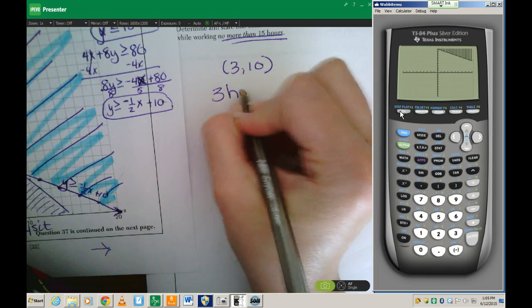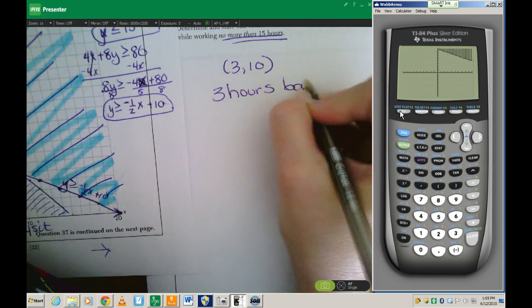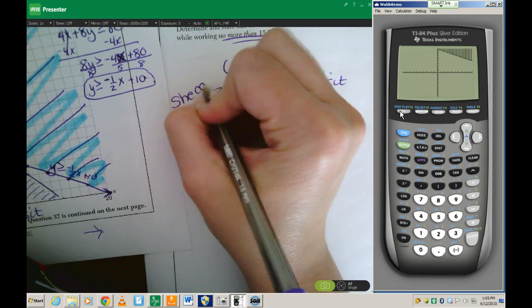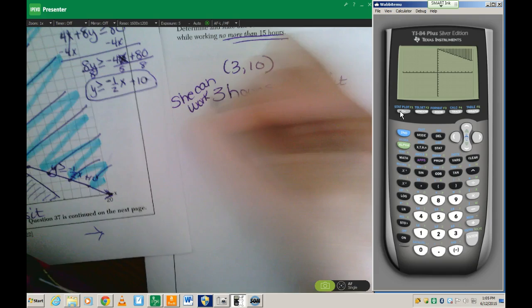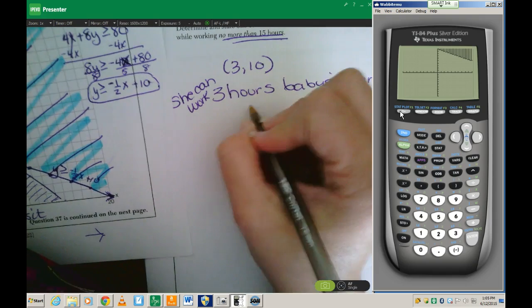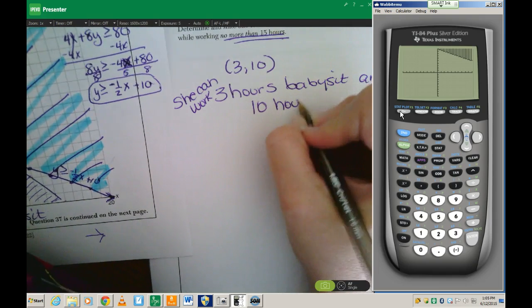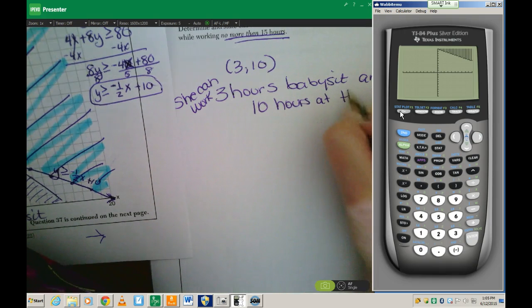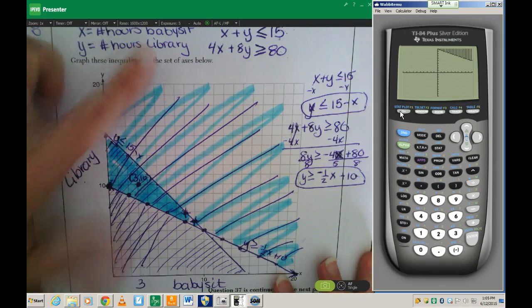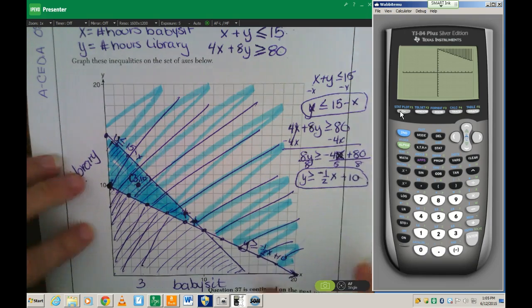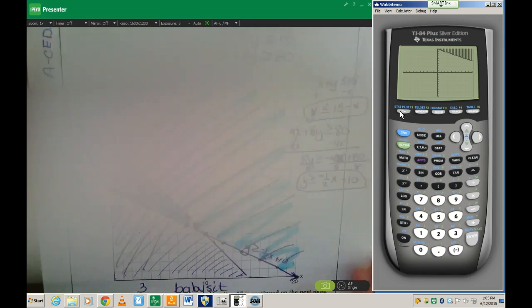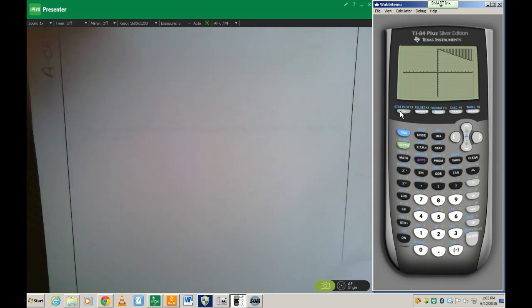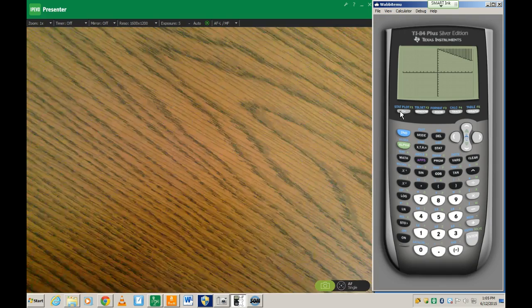So 3 hours babysitting. I'll say she can work, and 10 hours at the library. And there you go. Well, I screwed up our shading on there, but all the more reason to hit graph so you can double check your answers. Well, that was 37. No wonder it was a 6-point question. Let's go on to the next one, which is question number 31 on the January exam.